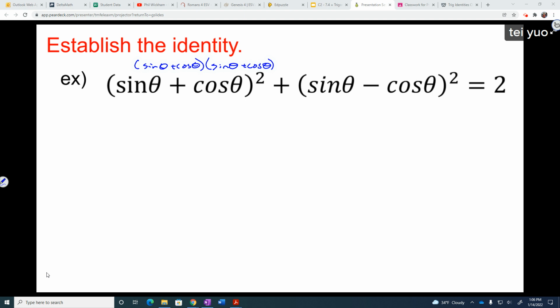So sine times sine is sine squared. Outer, sine times cosine, so sine cosine. The inner is going to be the same term, right? Sine times cosine, cosine times sine, same term. So let's write it as plus 2, we'll just go ahead and group those, 2 sine theta cosine theta. And then we've got plus cosine squared.